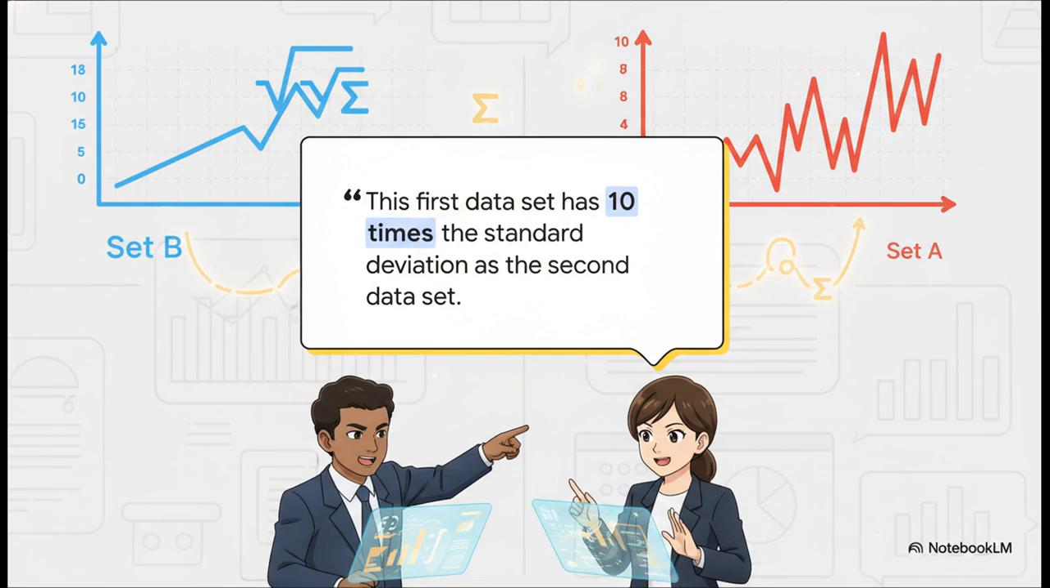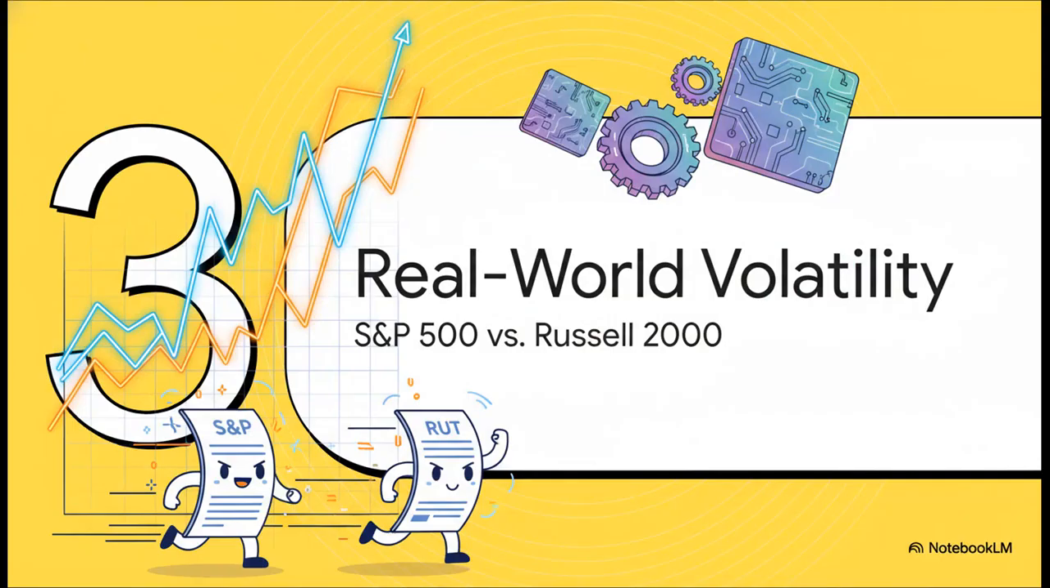When we boil it all down and take the square root of the variance for both sets, we get our answer. Set A has literally 10 times the standard deviation of set B. This just confirms what our gut told us from the very beginning. It is 10 times more spread out, 10 times more volatile. All right, that was the theory.